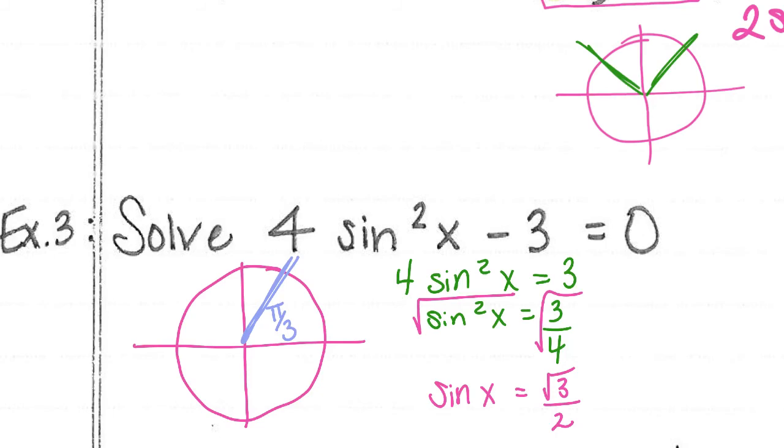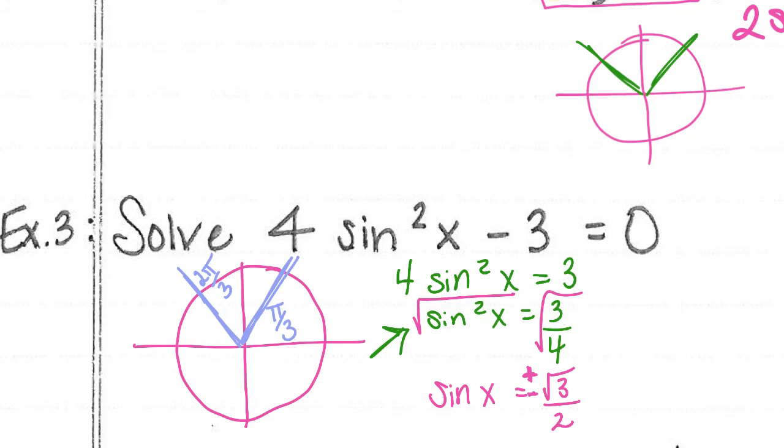Ooh, I forgot something. What happens when I take a square root like I did right here? Don't I need a plus and a minus? So that pi over 3 is going to hit somewhere else. I also know that at 2 pi over 3, we have root 3 over 2. The sine will be equal to root 3 over 2.